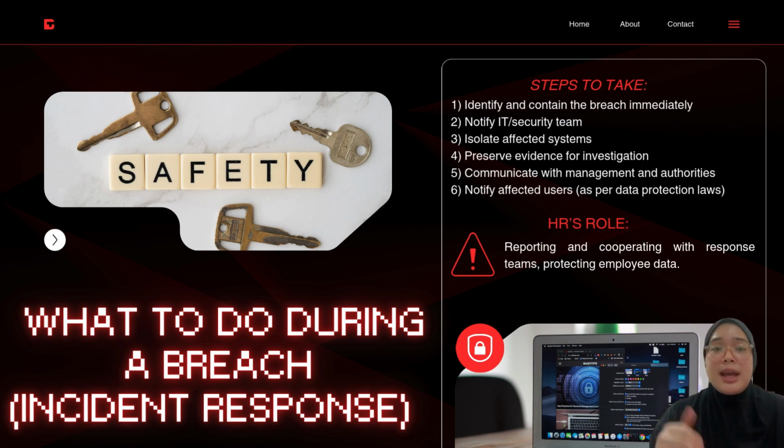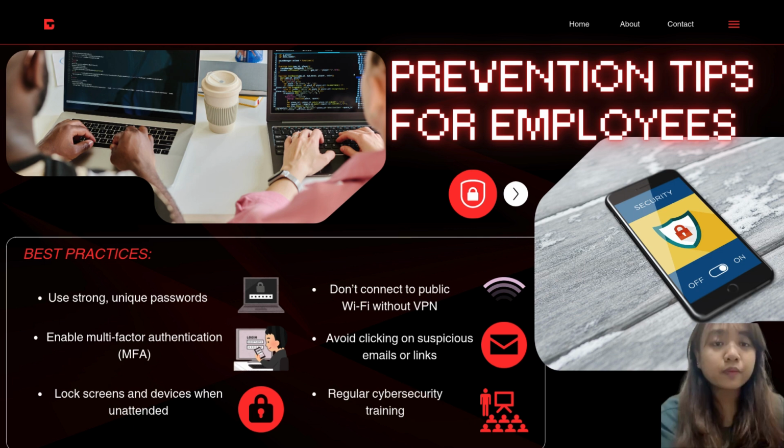HR's role is to act as a communication bridge between departments, provide incident support and protect affected employee data, and lastly, ensure policy compliance and help with breach reporting.